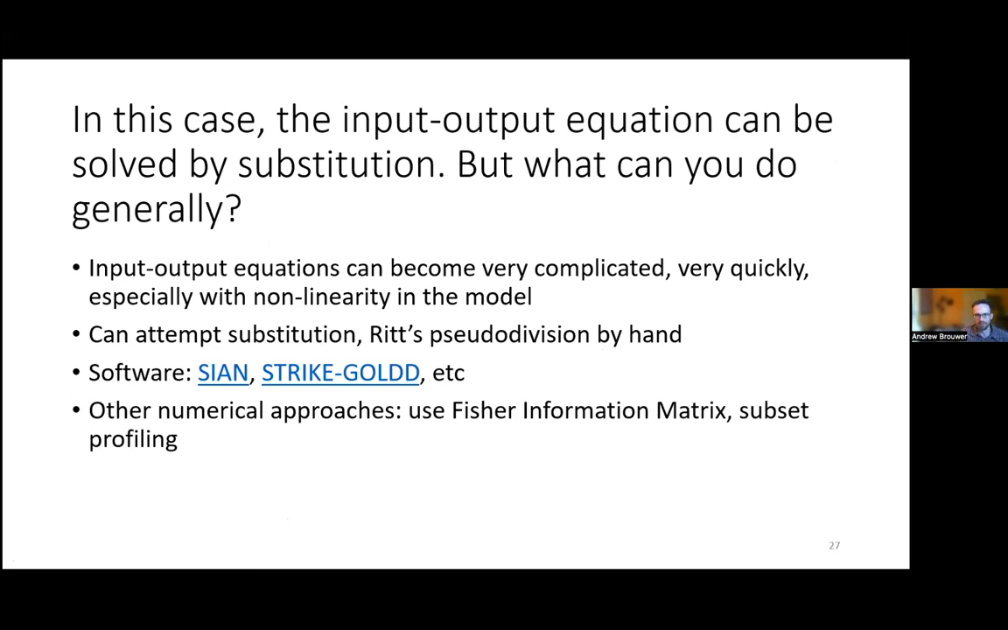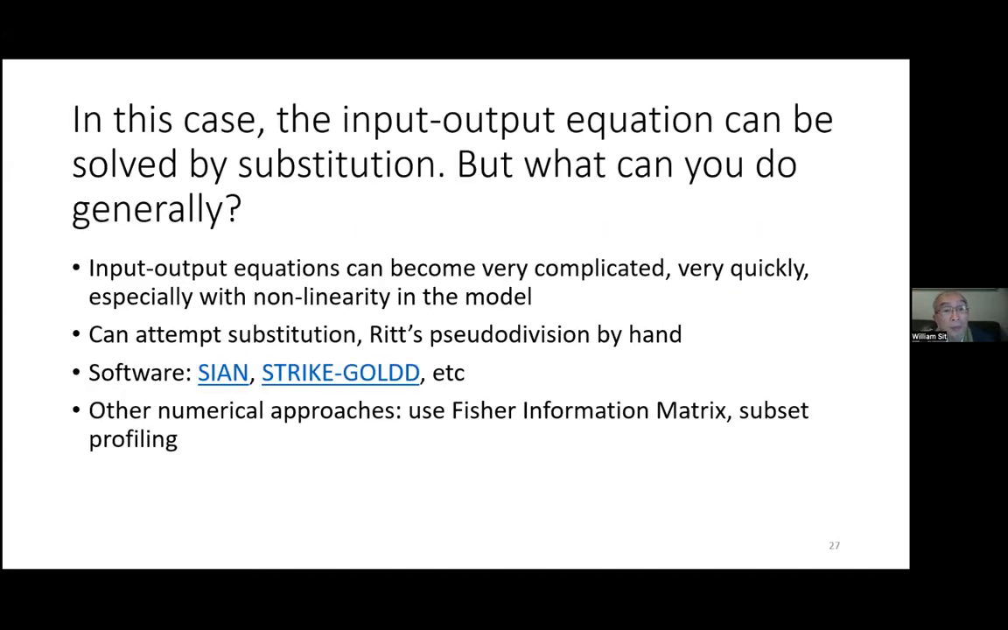In this case, we solved them by substitution. If you want to do this otherwise, as I said, they can become very complicated. You can attempt substitution or pseudo-division by hand. Alexey's software, SIAN, is great; it's where I usually send people. There are others like StrikePy. And there are numerical approaches like using the Fisher information matrix or subset profiling. I'm not going to go into too much detail there, but can talk offline.